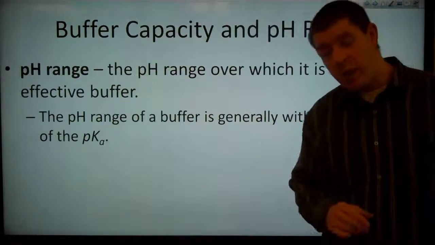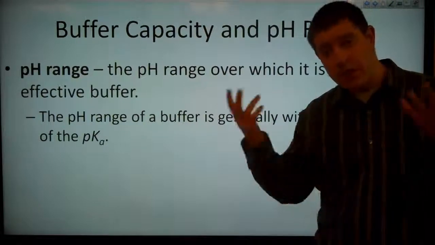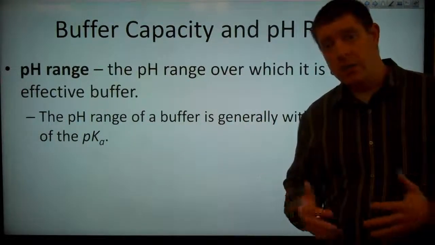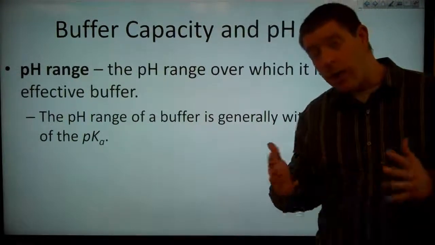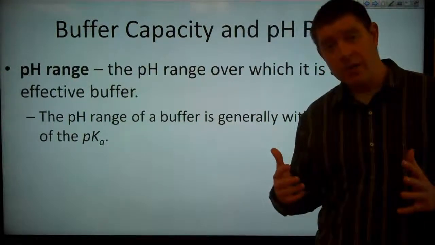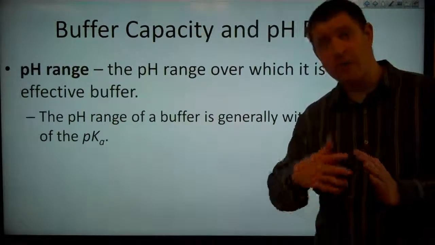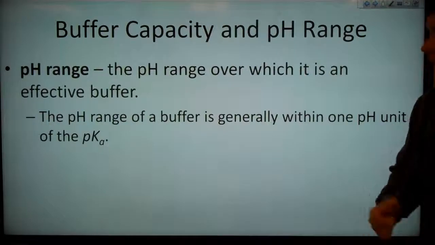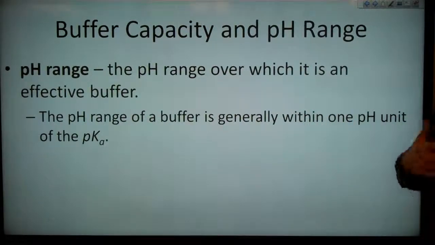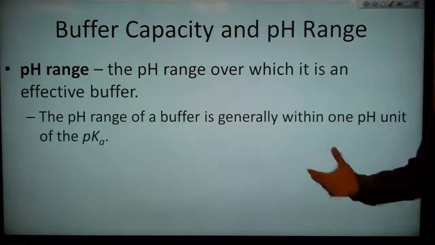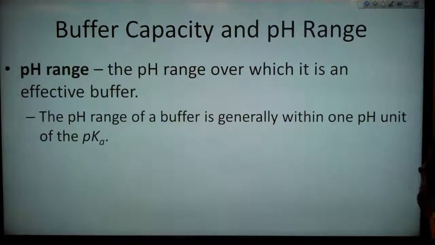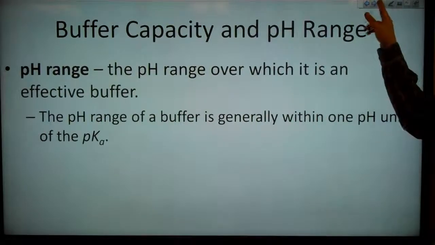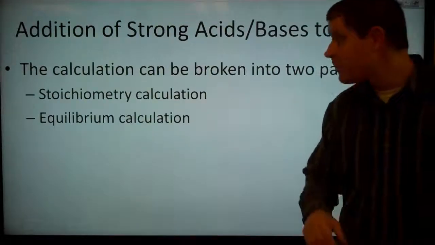So if the pH of the buffer is, say, 4.5, we generally mean the buffering capacity is the quantity of acid or base that we have to add to change the pH from 4.5 either to 5.5 or to 3.5. So the pH range is the pH range over which our buffer is an effective buffer. And again, the pH range is generally within 1 pH unit of the pKa of our acid.